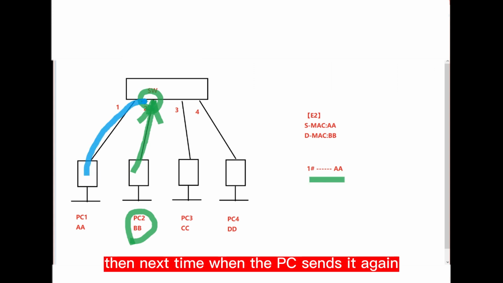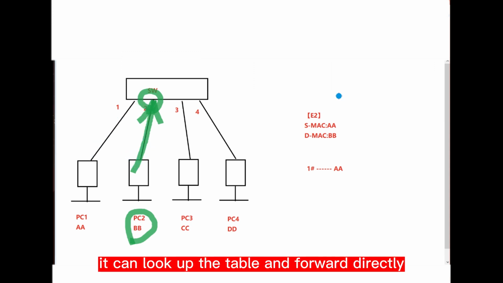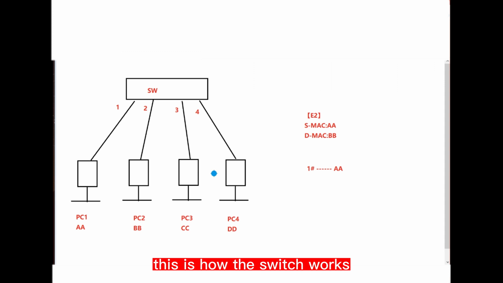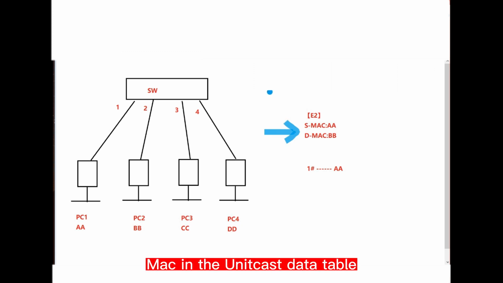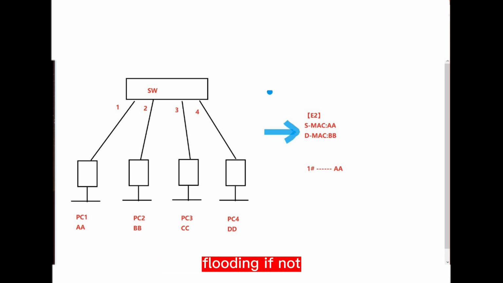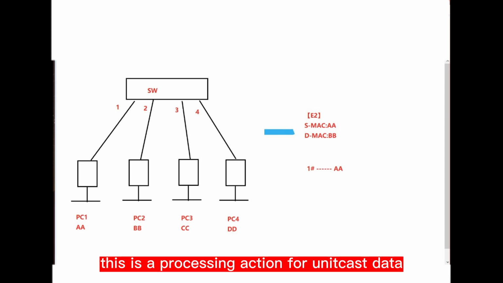Then next time when the PC sends it again, it can look up the table and forward directly. This is how the switch works. It receives a unicast data with a very specific destination, and sees if there is such a destination MAC in the MAC address table. Check the table if you have it; flood if not. After flooding, the device has finished learning, so you can check the table next time. This is the processing action for unicast data.